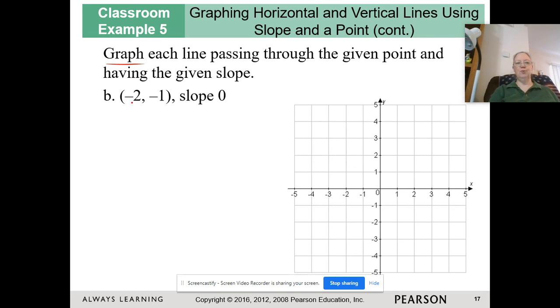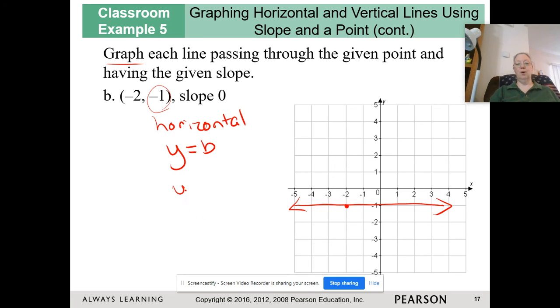Graph. So it has to go through -2, -1 with a slope of 0. So -2, -1 with a slope of 0. Remember, a 0 is a horizontal line. So here's our graph. And so here's our horizontal. And if you have a horizontal line, you know that is of the form y is equal to a number. And our y is right there. So y is equal to -1. So we graphed it and we actually wrote the equation as well.